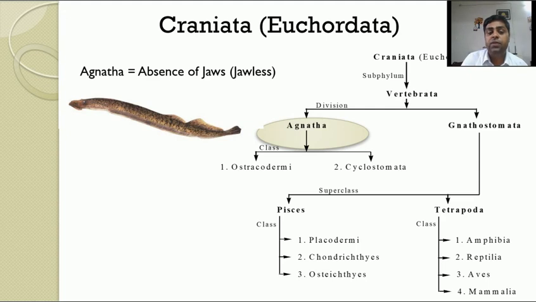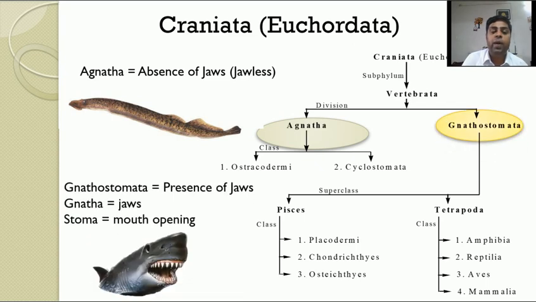Further, this division Agnatha is divisible into two classes. The first class is the Ostracodermi and the second one is the Cyclostomata. The Ostracodermi are extinct organisms. They look like a fish, but if you see their body, they are provided with hard plate-like structures, hence they are referred to as ostracoderms. While Cyclostomata is the group where jaws are absent, and moreover their mouth opening is circular, hence they are referred to as Cyclostomata. While the second division is the Gnathostomata.